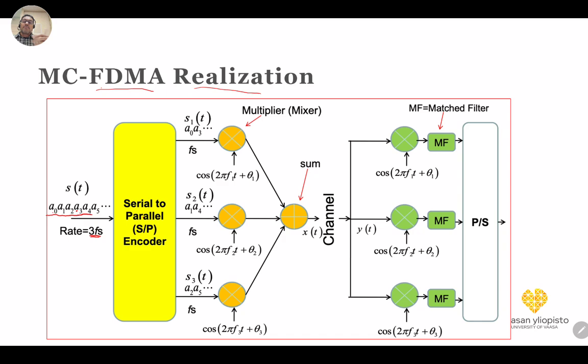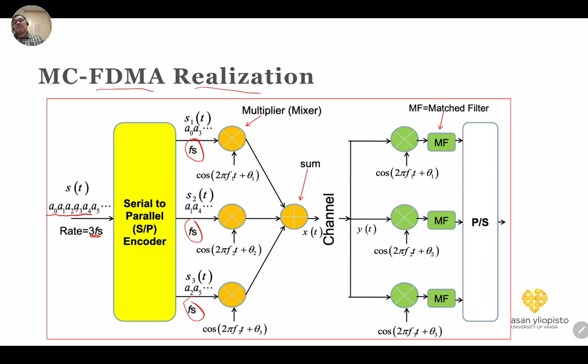You can see here the bit rate or symbol rate over each branch will be a third of the original rate. So if the original rate was 3 megabit per second, on every branch the rate will be 1 megabit per second. Of course, we can divide it over many more. For example, if you divide it from serial to parallel into 1000 branches, then every branch will have only 1 kilobit per second. And this can be managed very well in a wireless channel, 1 kilobit per second.